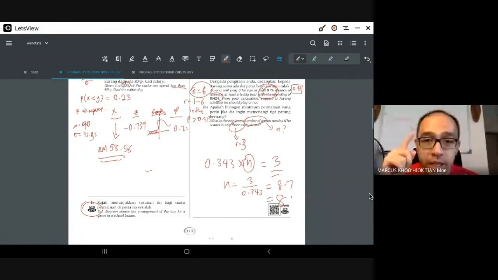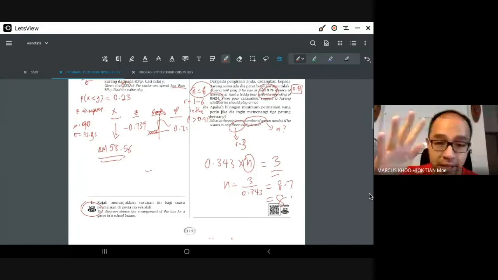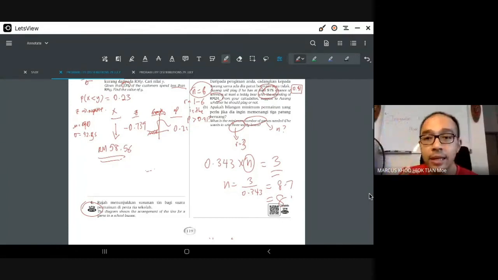Correct. Because the probability of him winning one game is 0.343, because 0.7 times 0.7 times 0.7. One game, one teddy bear, he needs is 0.343. So if he wants to win 3 teddy bears, he has to play a certain amount of games in order to get 3 teddy bears. When we calculate this, we get 8.7 and we round down, because belum complete the 9th game. So he needs to play 8 games to get 3 teddy bears. 8 games means 32 ringgit.